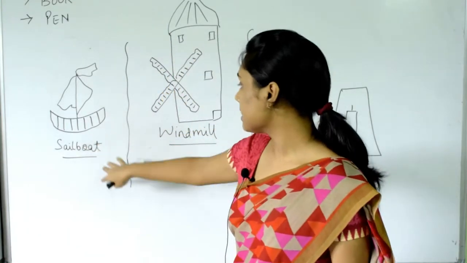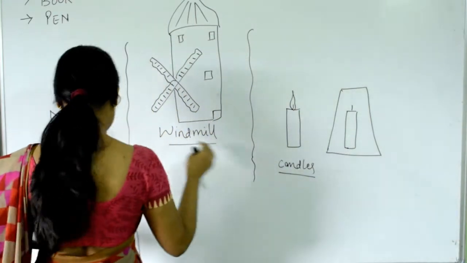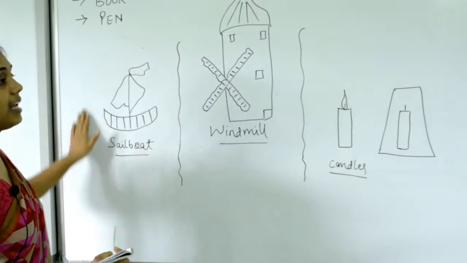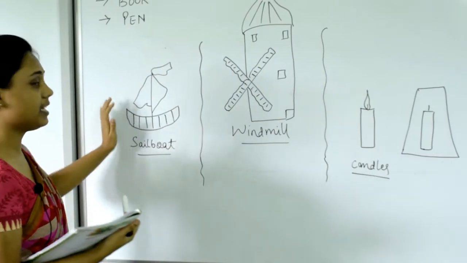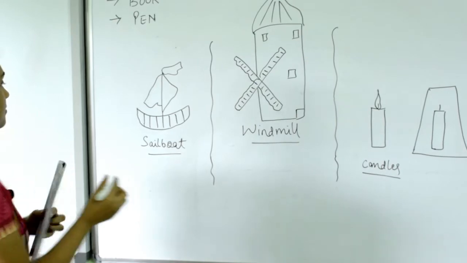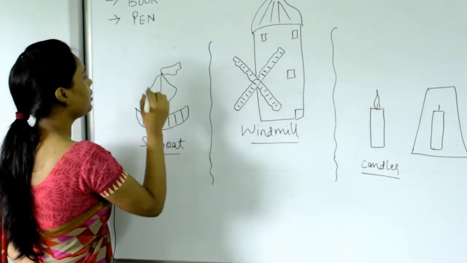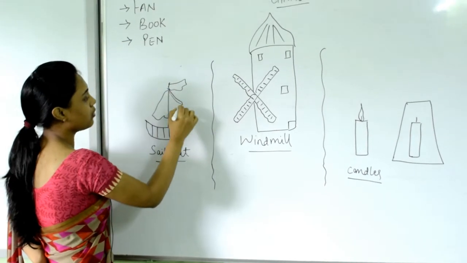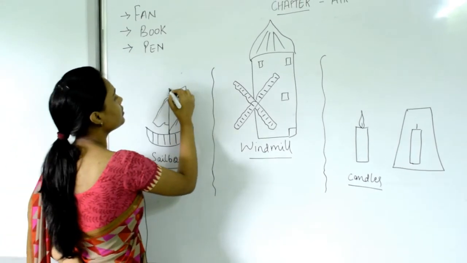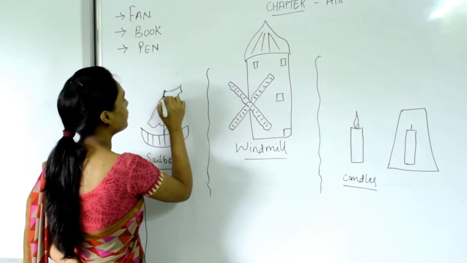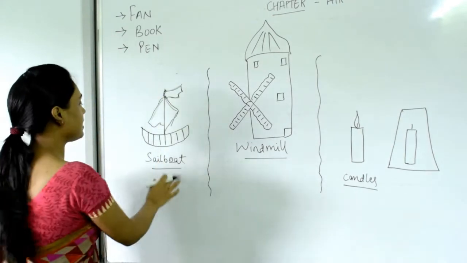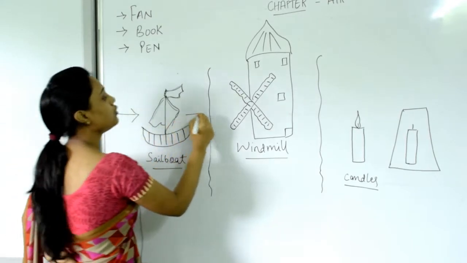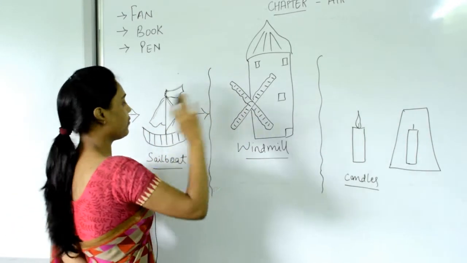Now, sailboat, windmill and candles. We need air to move a sailboat. How does a sailboat move? See, it is a boat, right? On a sailboat, we have a stick or a bamboo. It has two cloths and a cloth which is situated above it, okay? So, if this sailboat is getting air from this side, it will move to the front. It will move this way.